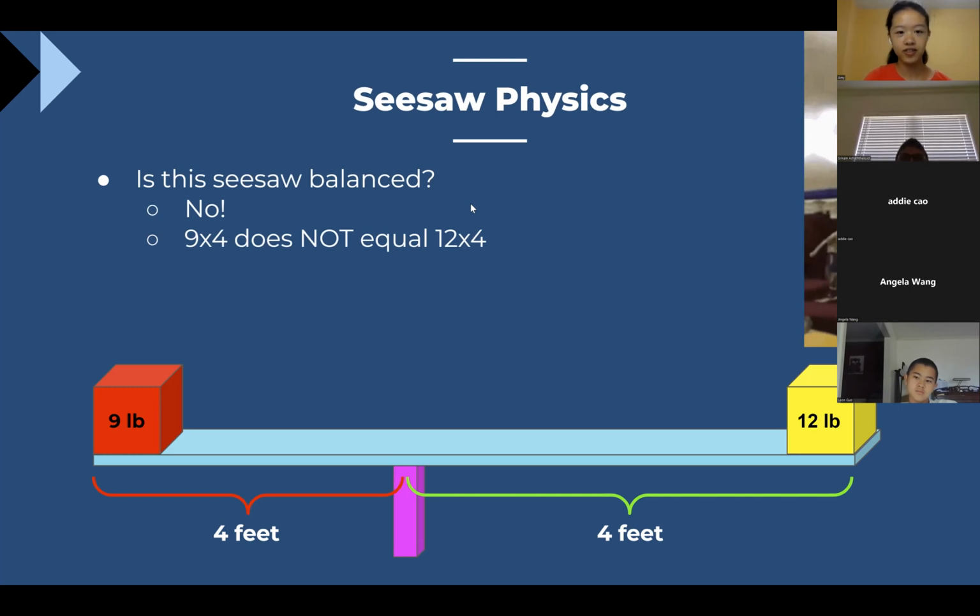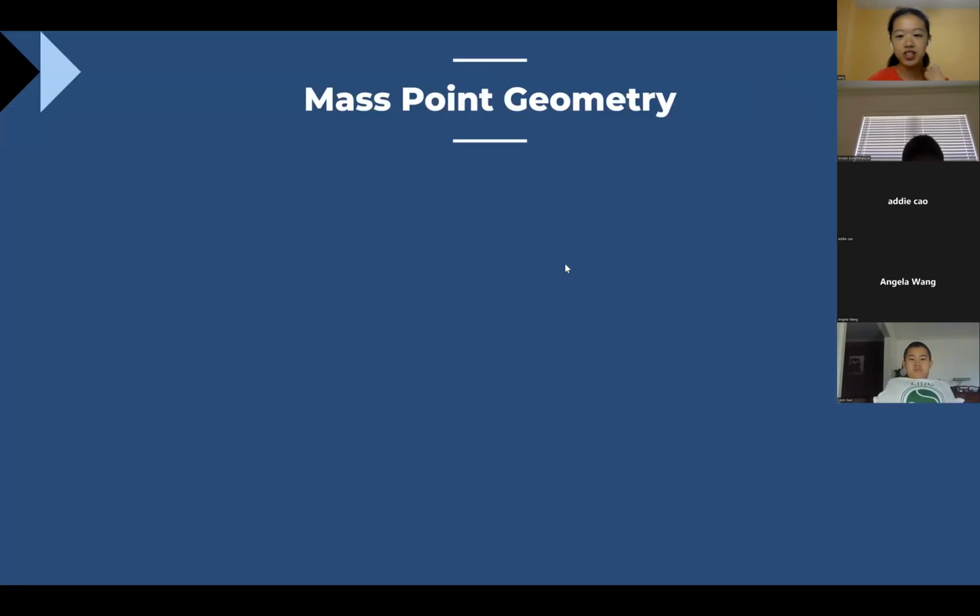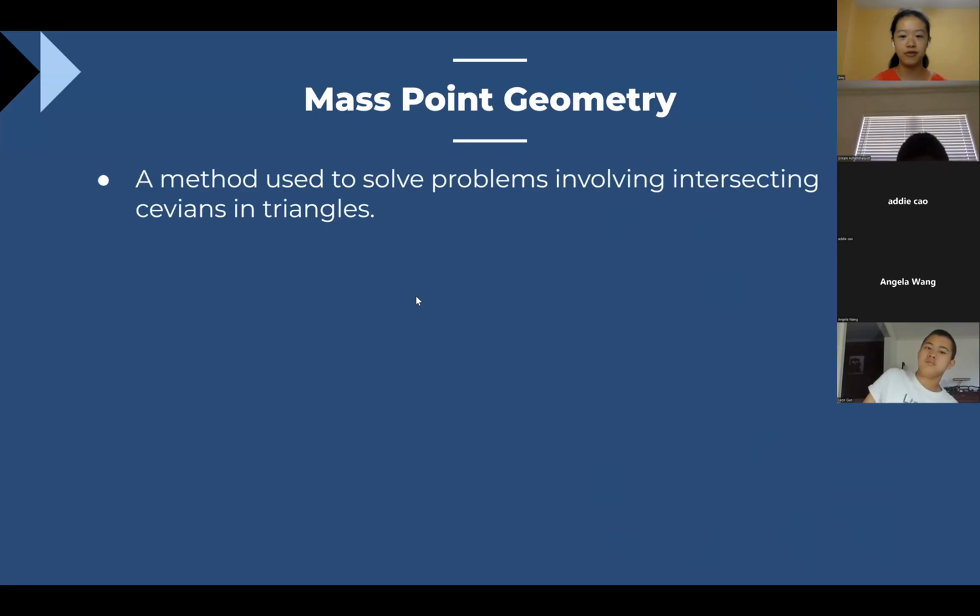Okay. So you guys know how right now we've talked a little bit about Cevians in a triangle, and we've talked a little bit about how a seesaw is balanced. So now we're going to figure out what mass point geometry is. Basically, mass point geometry is a way to solve problems that involve intersecting Cevians in a triangle.